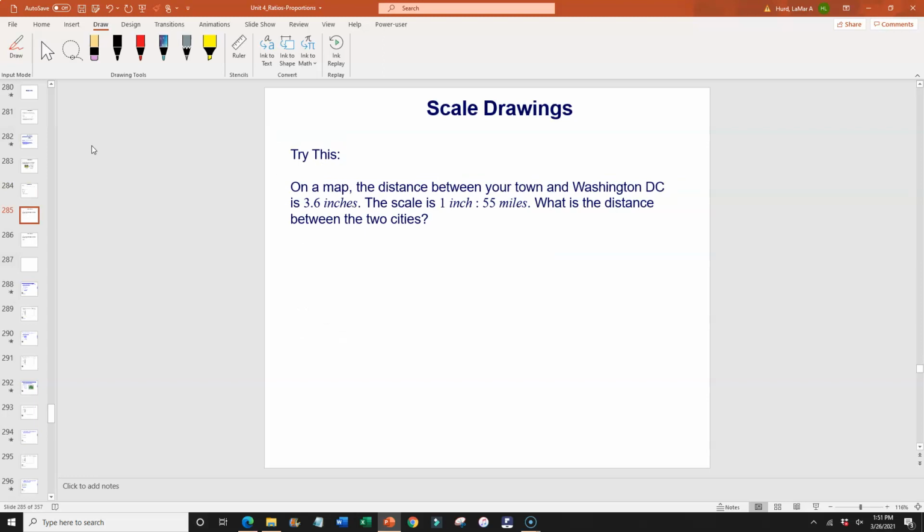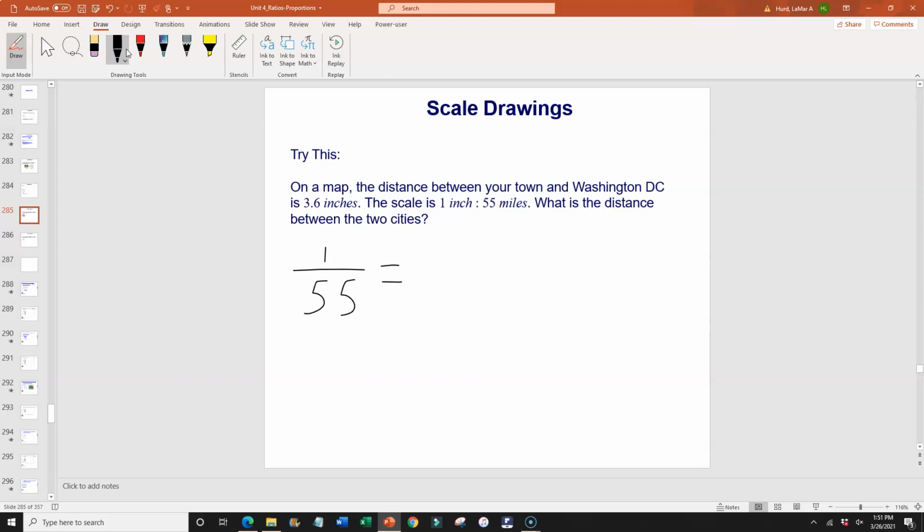On a map, the distance between your town and Washington, D.C. is 3.6 inches. The scale is 1 inch to 55 miles. What is the distance between the two cities? The first thing I want to do is write a ratio. We know that the scale is 1 inch to 55 miles.